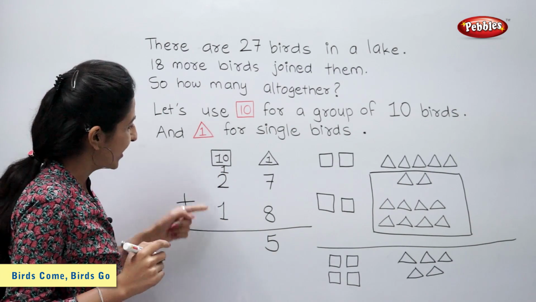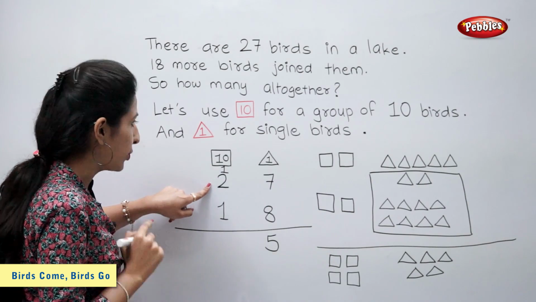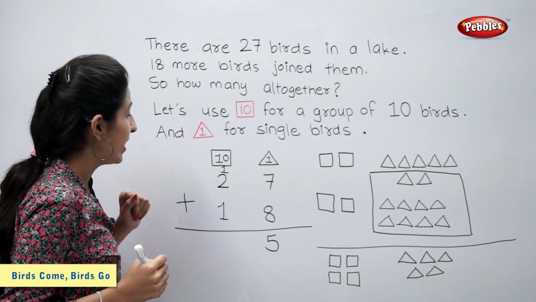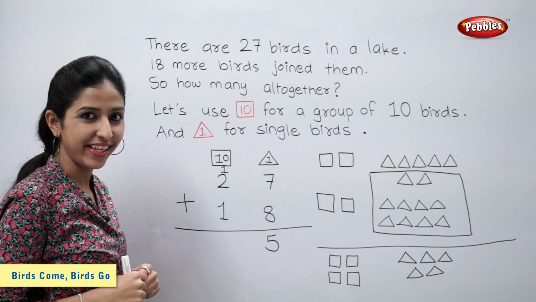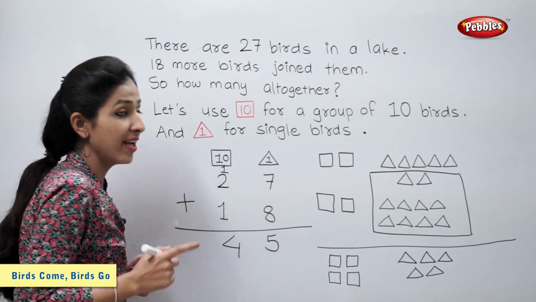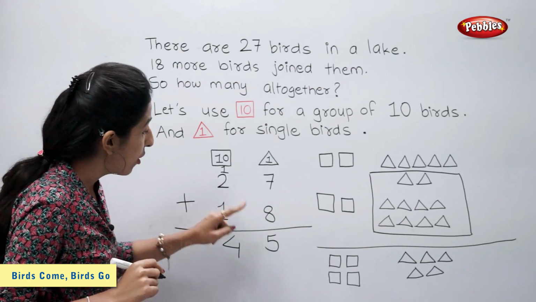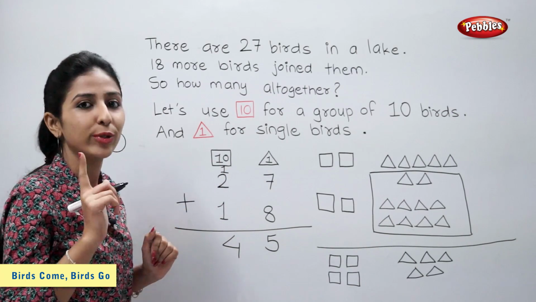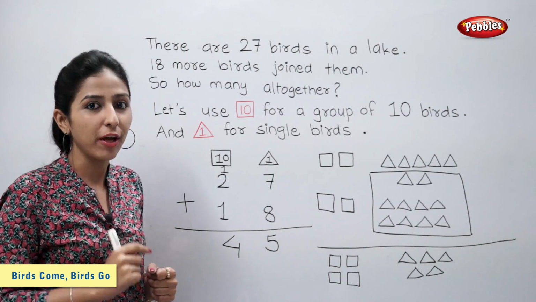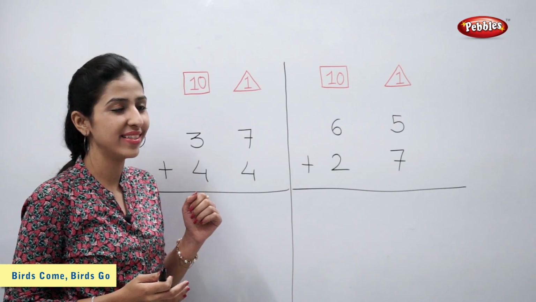Now let's add the tens column. 1 plus 2 is equal to 3. 3 plus 1 is equal to 4. Now we have 4 tens and 5 ones. So the number is 45. So there are now 45 birds altogether. Now let us solve these examples.